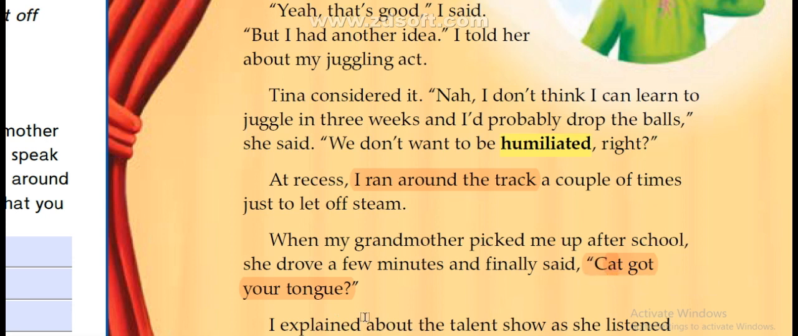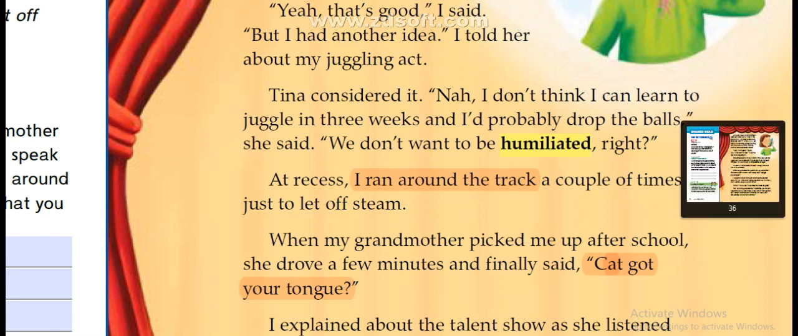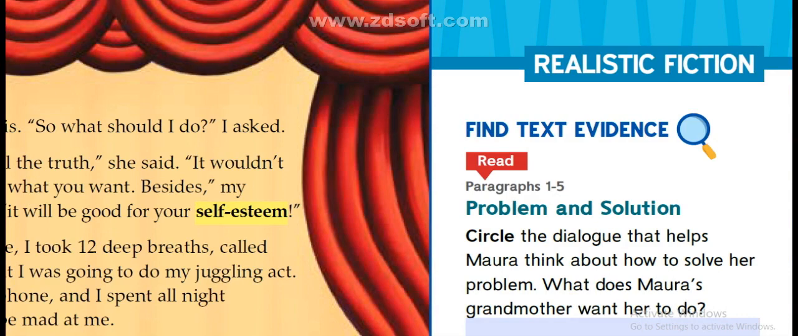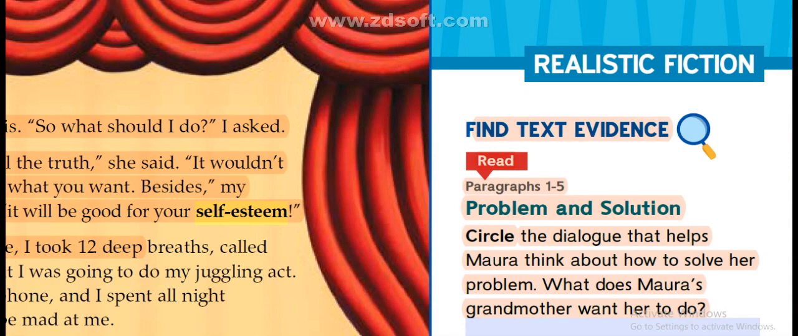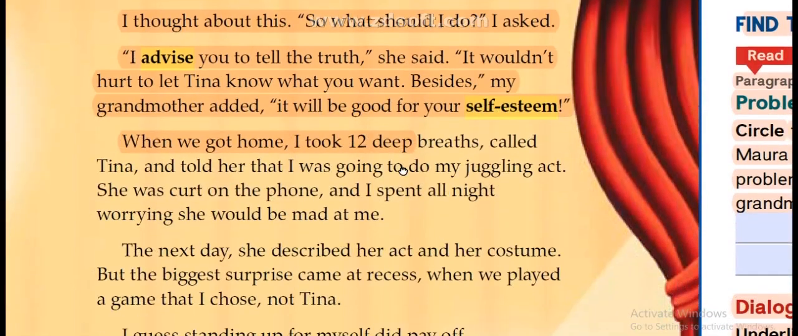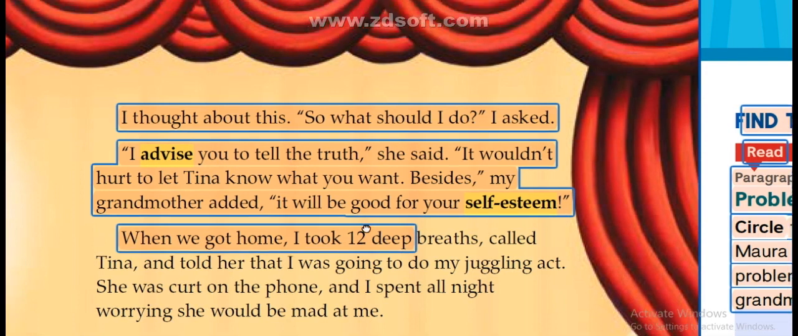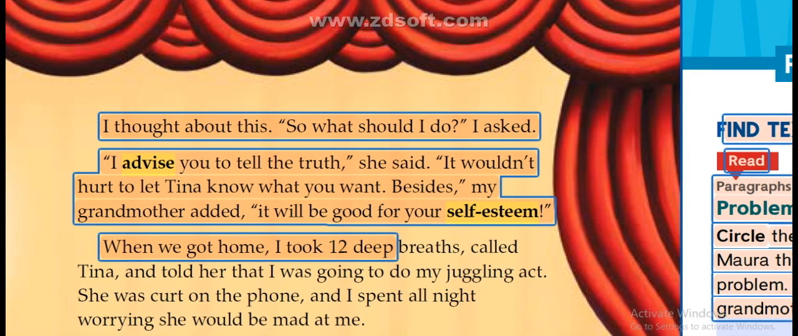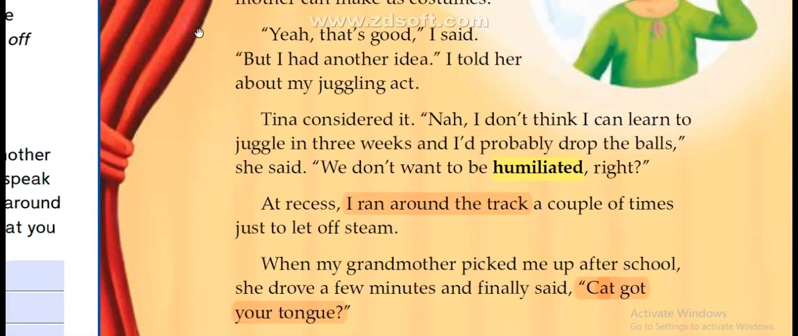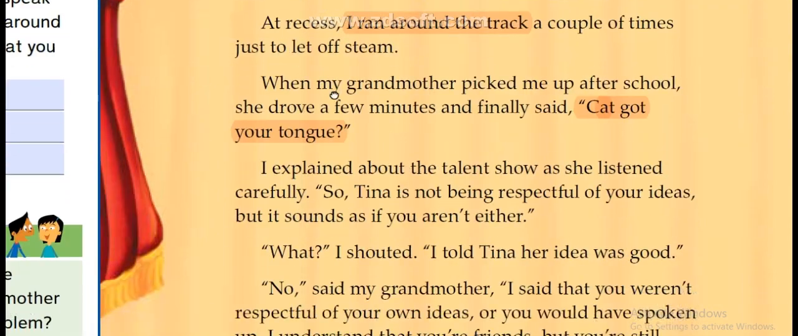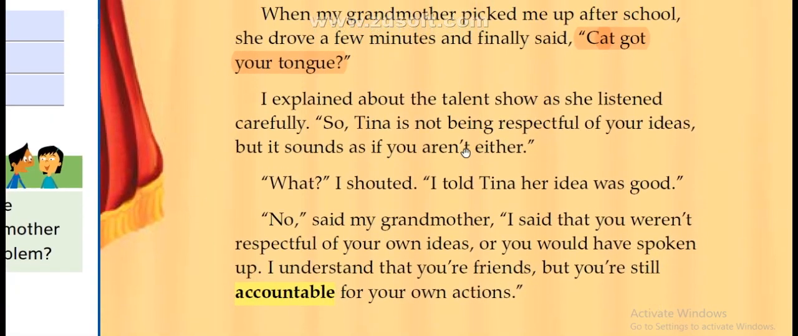So, this is an idiom. An idiom is a sentence that you say, but you don't mean the exact words, you don't mean it in this meaning exactly. It has another meaning, okay? So cat got your tongue means that she's not speaking, right? Mora is not speaking. So grandma told her, did the cat eat your tongue? That's why you're not speaking? Did the cat eat your tongue?